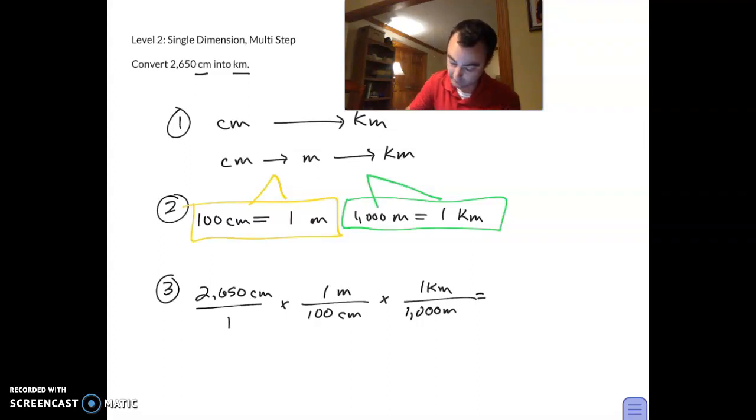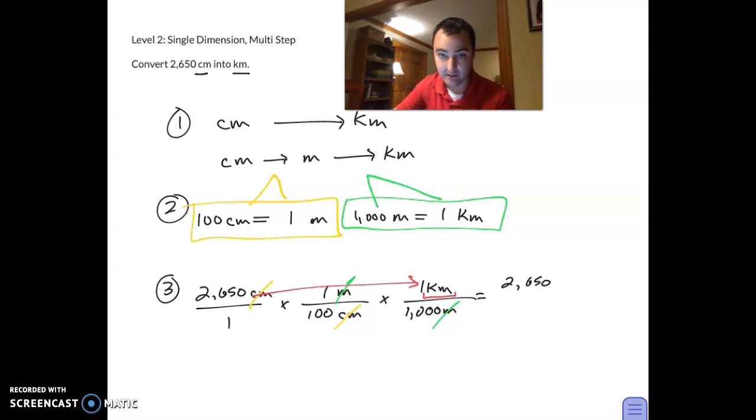Okay, so from here, you are able to cancel units. So centimeters cancel. You're able to cancel meters. And now the only units left are the kilometers. So we multiply across the top. So 2,650 times 1 times 1 is 2,650. And the only units remaining are the kilometers. And then you multiply across the bottom. 100 times 1,000 is 100,000.